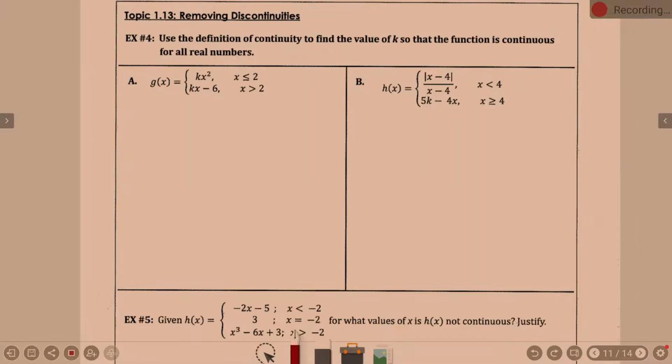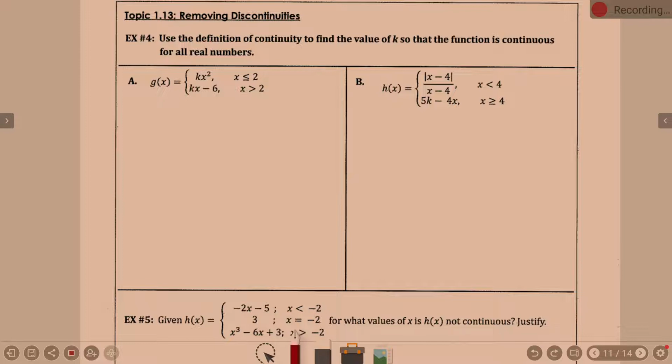As we look at the next page, removing discontinuities. Using the definition of continuity to find the value of k so that the function is continuous. Based on what we know about the definition of continuity, limit from the left, limit from the right, equals the point in the middle, using that information to find k. So basically, given that this is continuous, what is k? Okay.